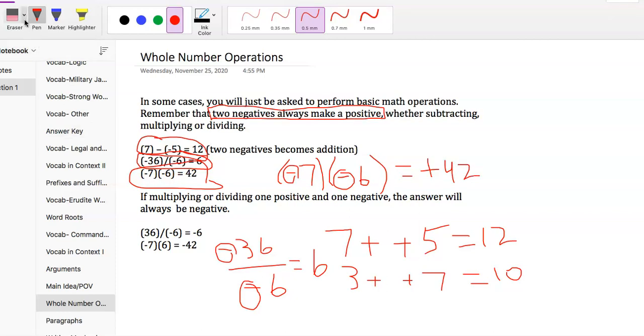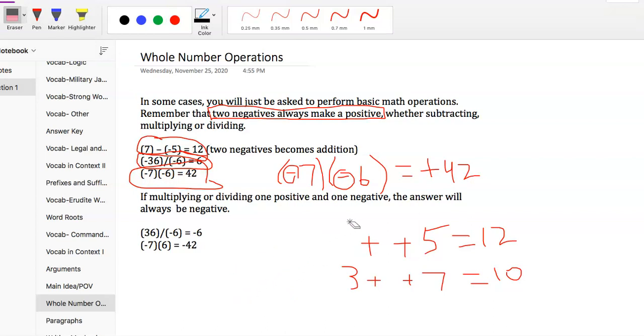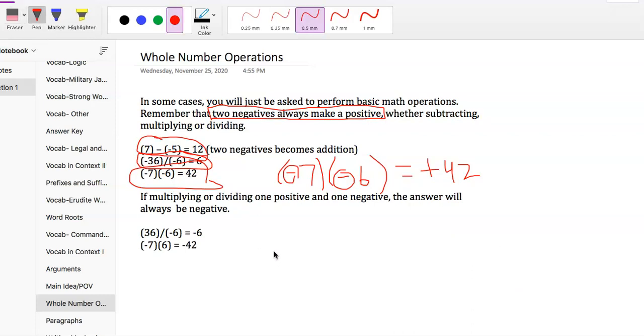Okay, give me my eraser so I can get some of this stuff out of the way. Hopefully that makes sense when we have two negatives. Two negatives equals a positive. Important concept. All right, got the pen back. And then we've got two others here.